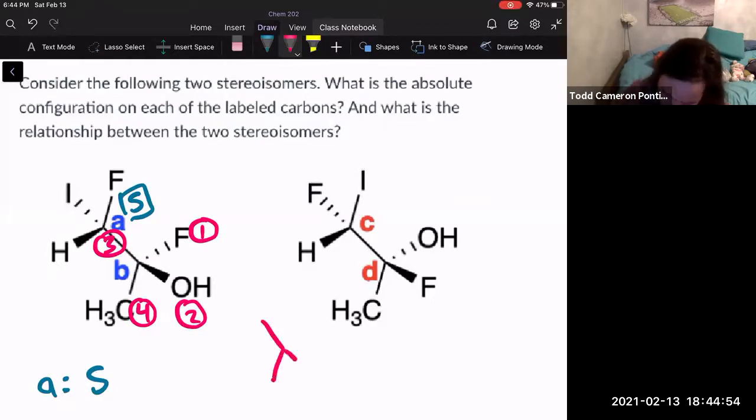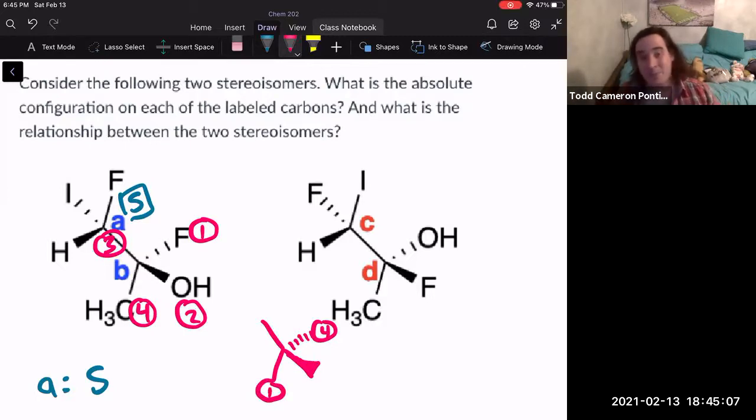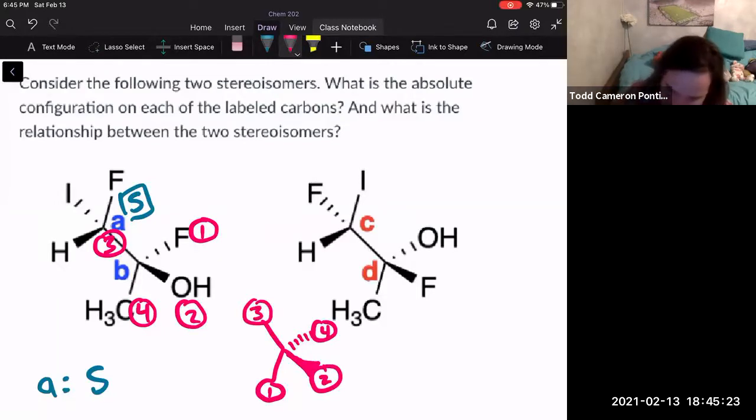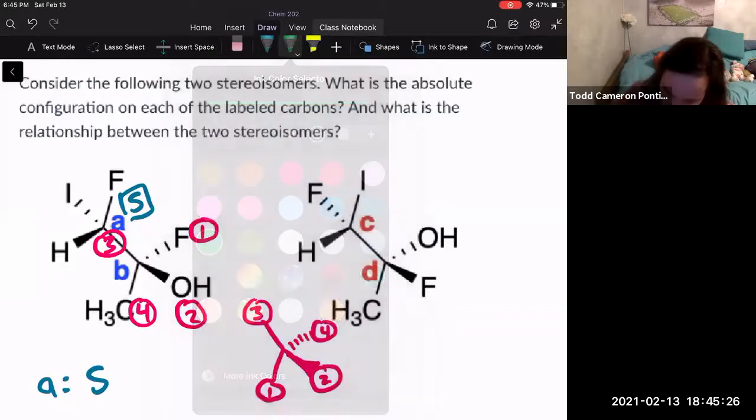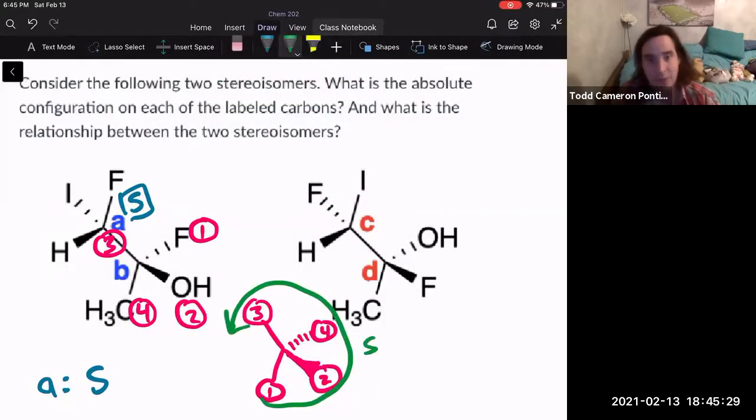So I'm going to recreate the structure here. So we're going to switch around 4 and 1. It doesn't always have to be 4 and 1 that you switch. It just so happens that for all the examples we've done so far, 1 has been going into the page. Again, you're always just going to switch around 4 with whatever's going into the page if you have to do the swoop and swap method. This is 2 and this is 3. So looking at this now, 1, 2, 3. So this is an S configuration, which means that the one that we actually started with is R. So this is going to be R on our actual molecule.